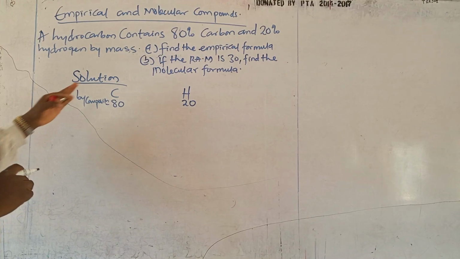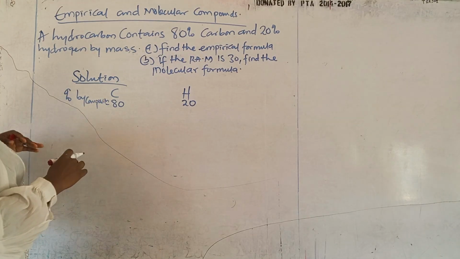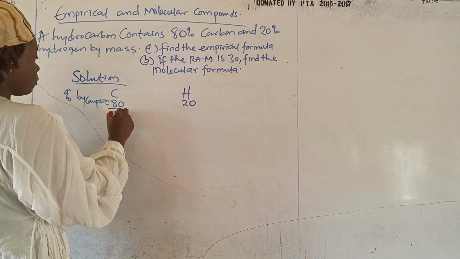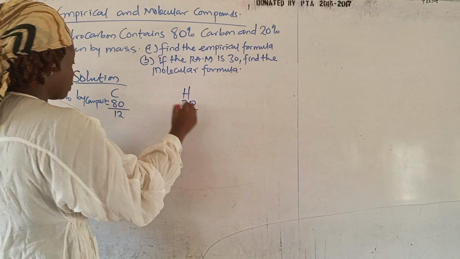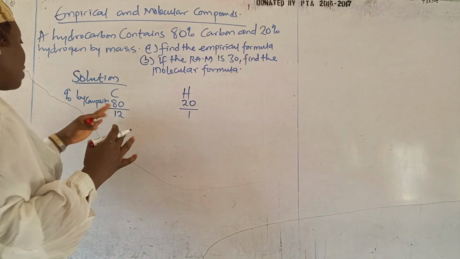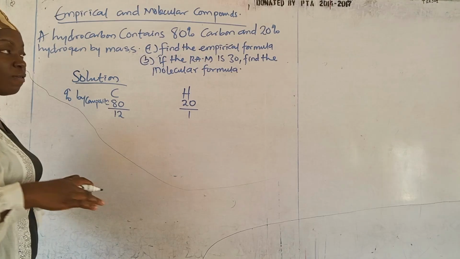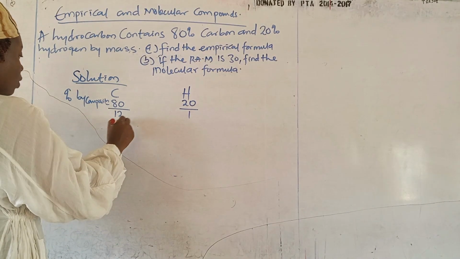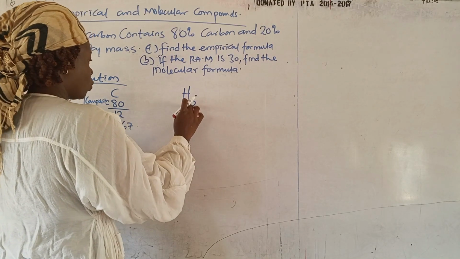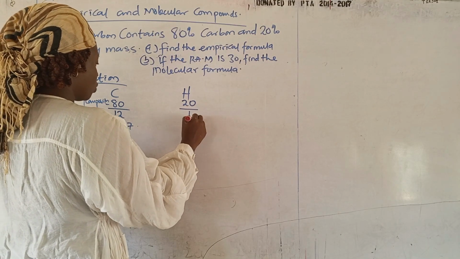Then I'm going to divide by what? By the atomic mass. Carbon is 12, hydrogen is 1. I hope you are following. Then if I divide 80 by 12, I will have 6.67. So 20 divided by 1 will still give me 20.